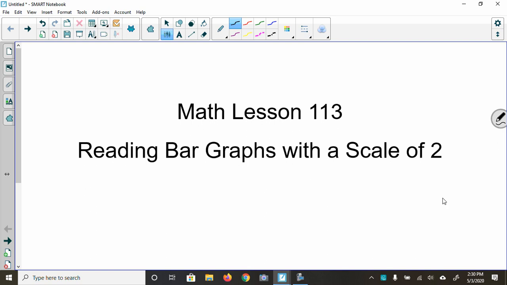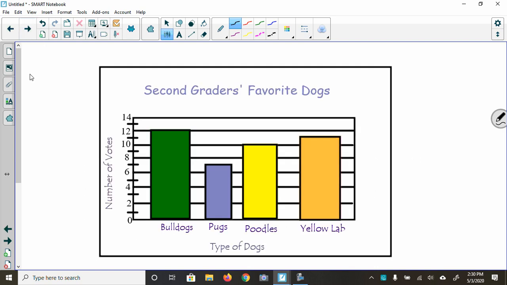Today we're on math lesson 113, and we're going to be reviewing a little bit about reading bar graphs. Today we're going to be taking it a little bit differently, with a scale of 2. Let me quickly tell you what I mean by this.